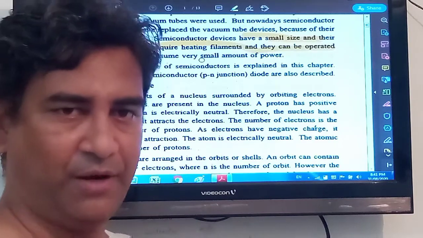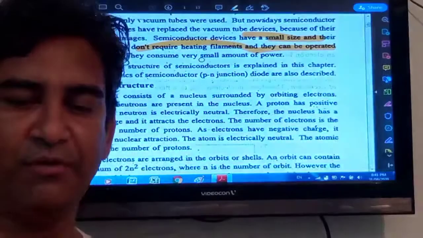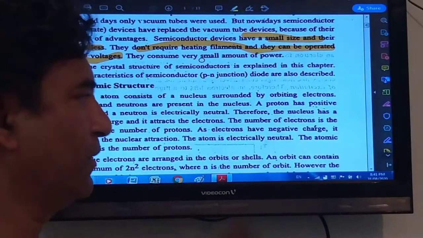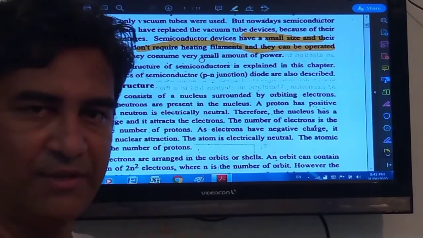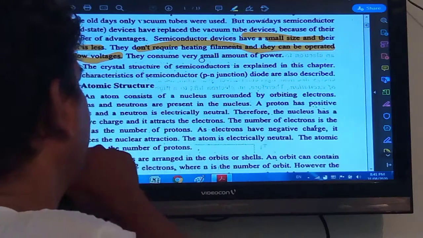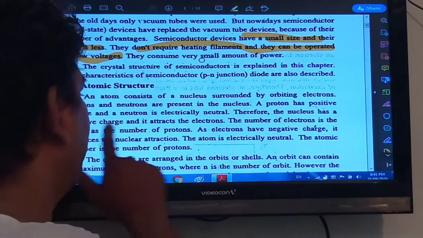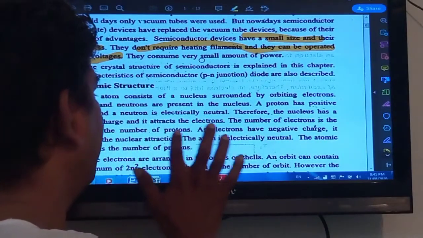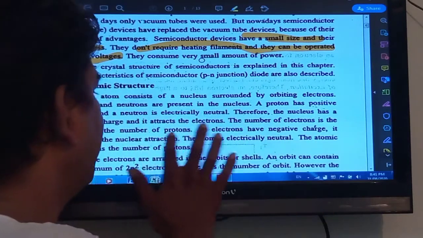Before starting, you have the atomic structure. An atom consists of the nucleus surrounded by orbiting electrons. The protons and neutrons are present in the nucleus. This is the 10th standard theory. The protons have a positive charge and the neutrons are electrically neutral. Therefore, the nucleus has a positive charge and it attracts the electrons. The number of electrons is the same as the number of protons.